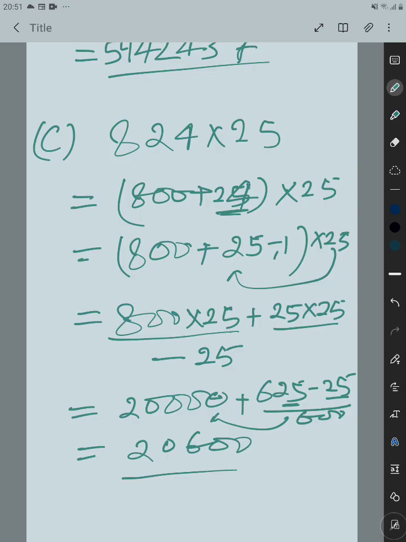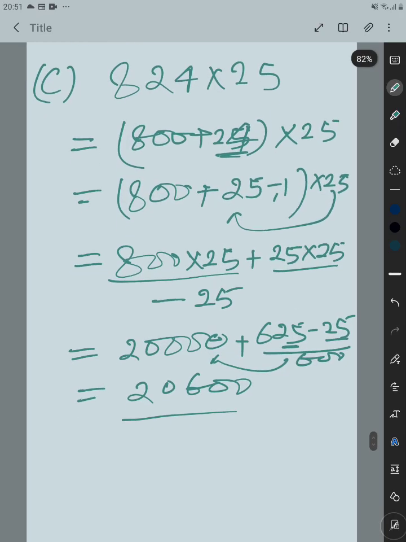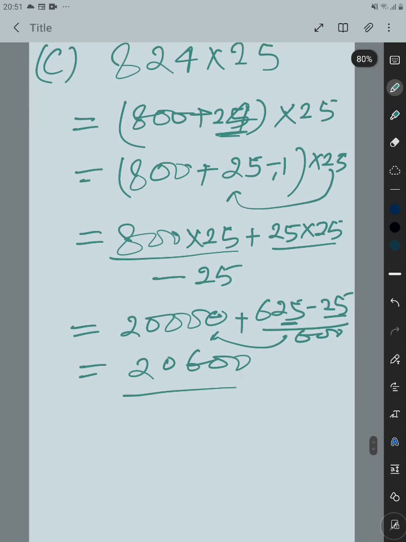This is the answer. Another way of doing this, you may not say it is the distributive property, but it is a kind of pattern that we have just seen and studied in the previous video.